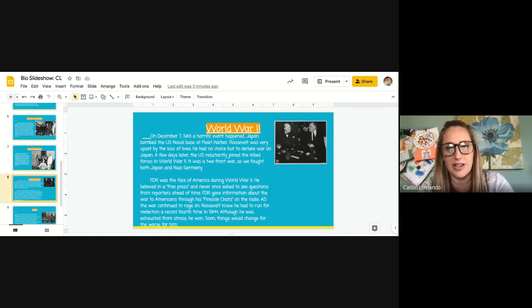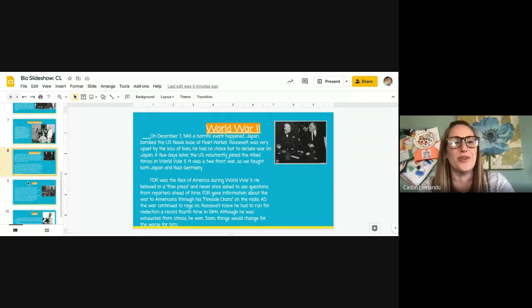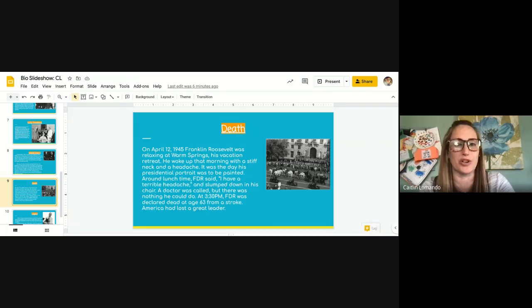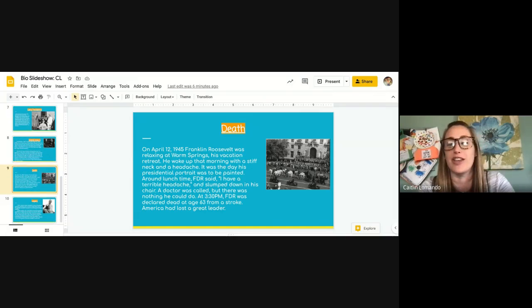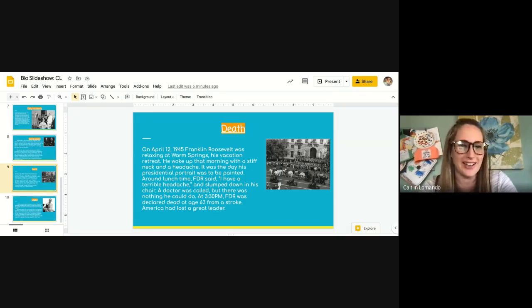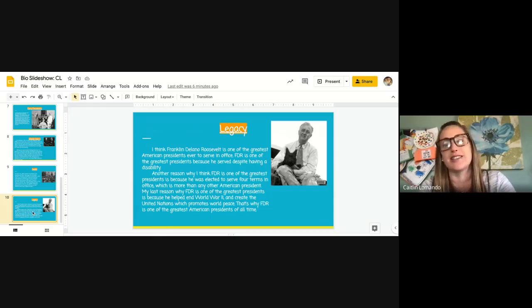and Winston Churchill, he was president and Winston Churchill was prime minister during World War II. Here's a picture of his, not parade, what's the word I'm looking for? The celebration of his life after he passed. And last but not least, his legacy. You notice how all of the pictures make sense.